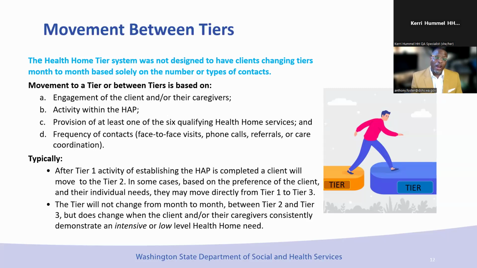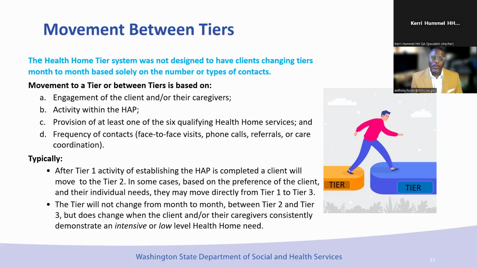Now, typically, there's that word again, after a tier 1 activity of establishing the HAP is completed, a client could move to a tier 2, or will move to a tier 2. But in some cases, based on the preference of the client, I want to reiterate, based on the preference of the client and their individual needs, they may move directly from a tier 1 to a tier 3. Again, you as care coordinators are trusted to use your ability to assess the situation and to allocate the tier based on the client's preferences and needs, and also the conditions that they may or may not have, or that they do have.